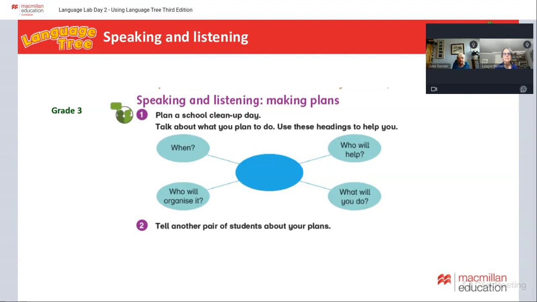Here is the speaking exercise. Some of the units have both speaking and listening, and some with a listening text. Listening texts, as we said, are at the back of the book for the teacher to read.